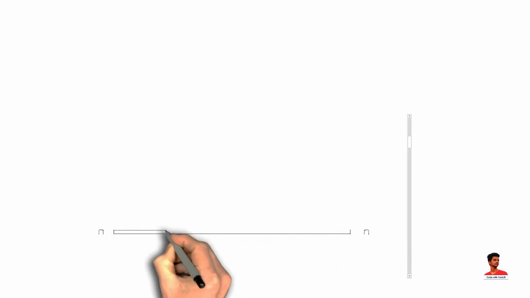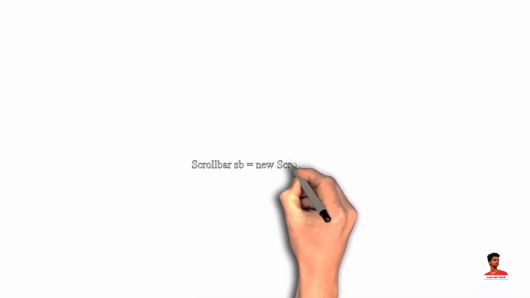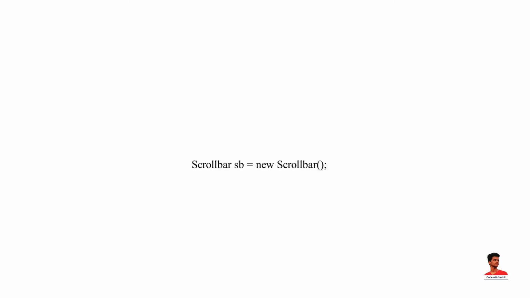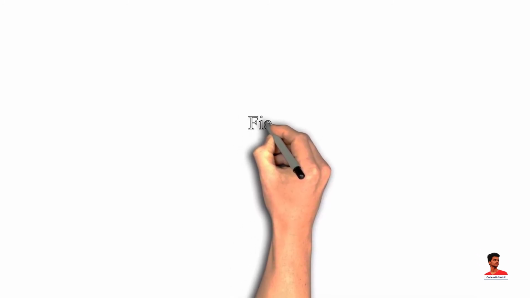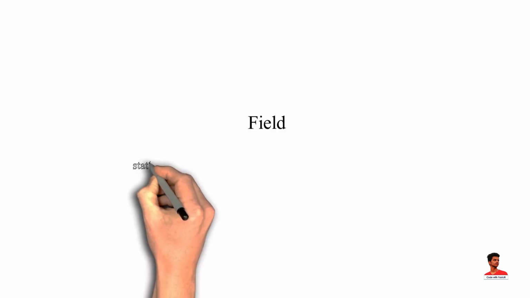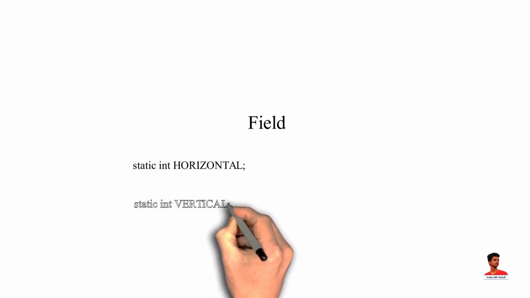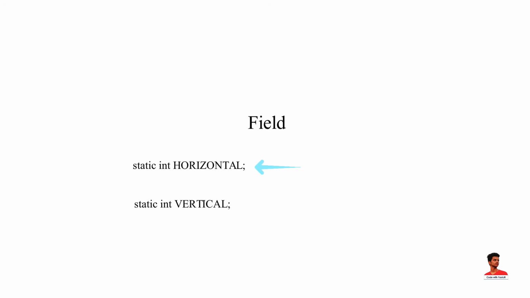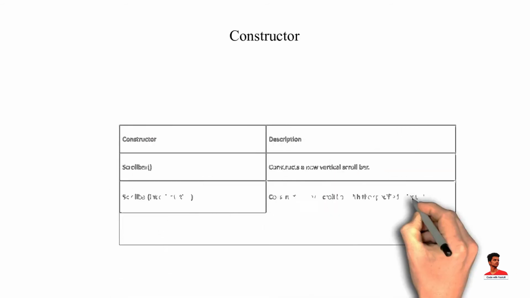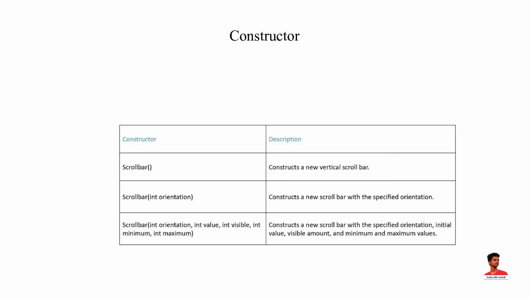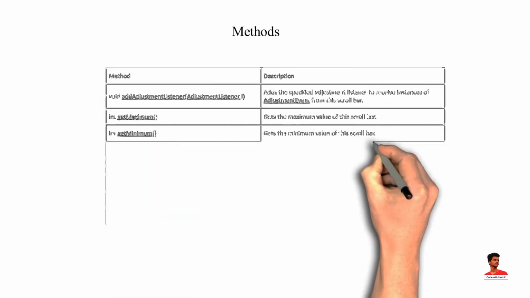Scrollbar control represents a scrollbar component in order to enable user to select from range of values. This is the syntax for creating a scrollbar. These are the fields for java.awt.Scrollbar class. A constant that indicates a horizontal scrollbar, a constant that indicates a vertical scrollbar. These are the constructors of scrollbar component. These are the methods of scrollbar component.